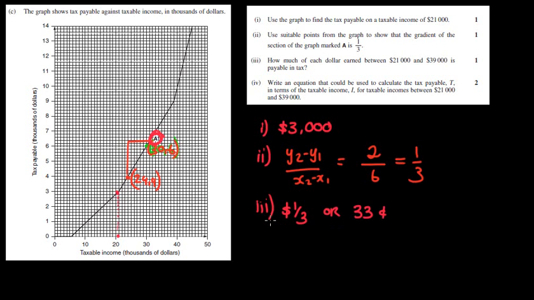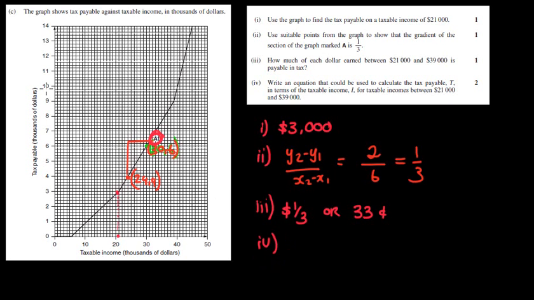Okay, so it means for every dollar I spend, I'm being taxed 33 cents. The very last question there then asked to write an equation that could be used to calculate the tax payable, again, between 21,000 and 39,000. So in other words, that A part.